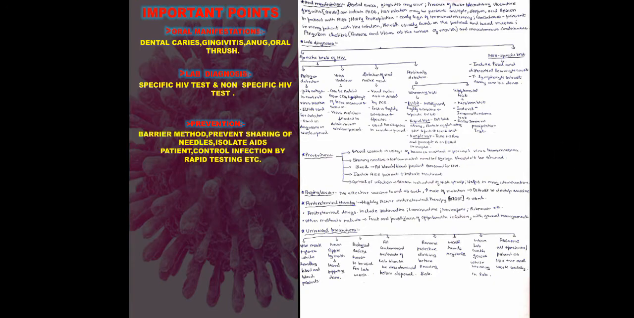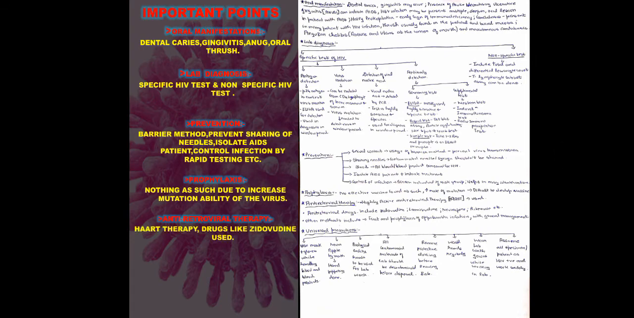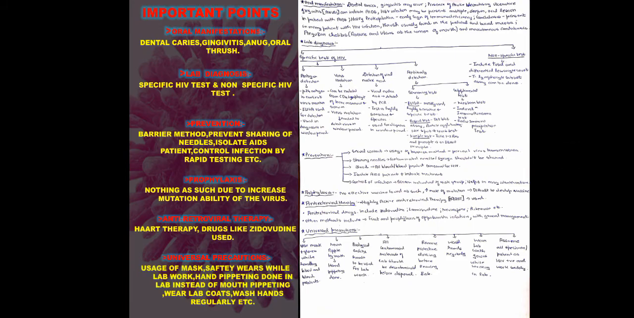The prevention can be done by barrier methods, preventing sharing of needles, isolating the AIDS patient, and controlling infection by rapid testing, and so on. The prophylaxis is actually nothing much, because the virus mutates very easily. That is why prophylaxis is very difficult in this case. The antiretroviral therapy will include the HAART therapy, and drugs like zidovudine can also be used. And in the last, the universal precautionary measures: usage of mask, safety wear while doing lab work, hand pipetting in the lab instead of mouth pipetting, wearing lab coats, and washing hands regularly.